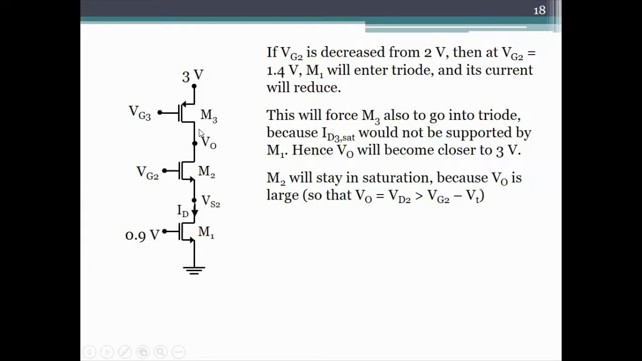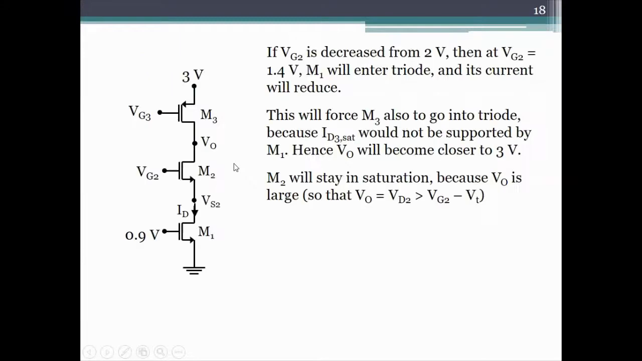How much will it be? Whatever it will be, if this is 2.1, then VO will be above 2.5 and VG is less than 1.4. So VO is much greater than VG. So M2 will stay in saturation. But we still don't know the saturation current because we don't know the source voltage. So we'll have to solve this circuit.